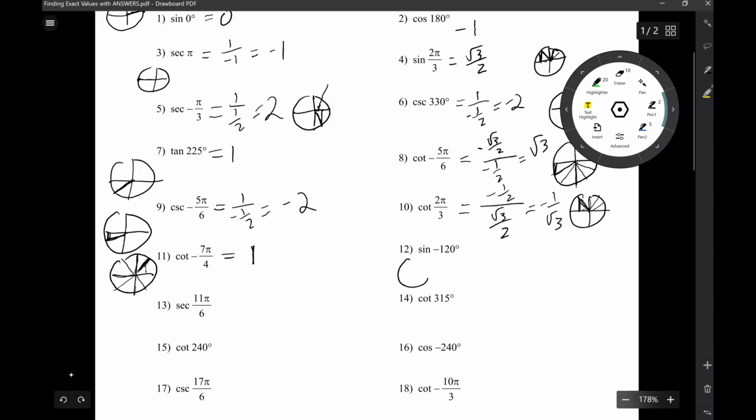Sine of negative 120 degrees, so that would be going backwards right about there. That's a reference angle of 60 degrees. So that's a standing up 30, 60, 90 triangle. And we're looking for the tall side, so that would be negative rad 3 over 2.